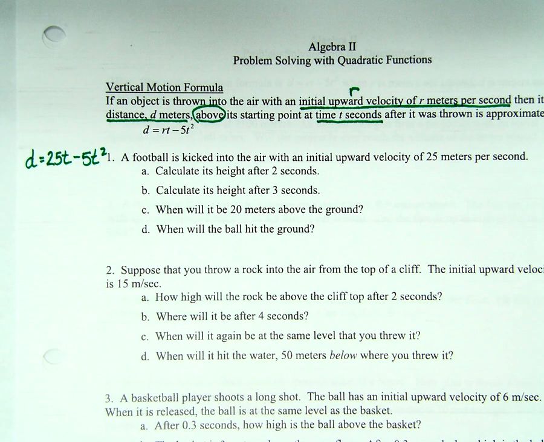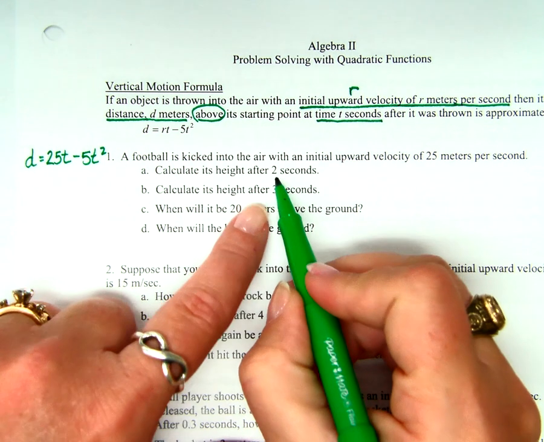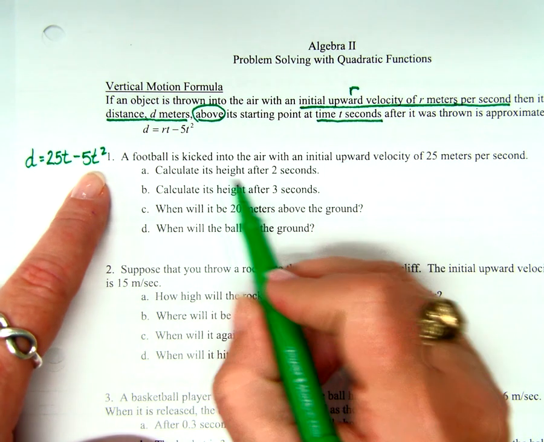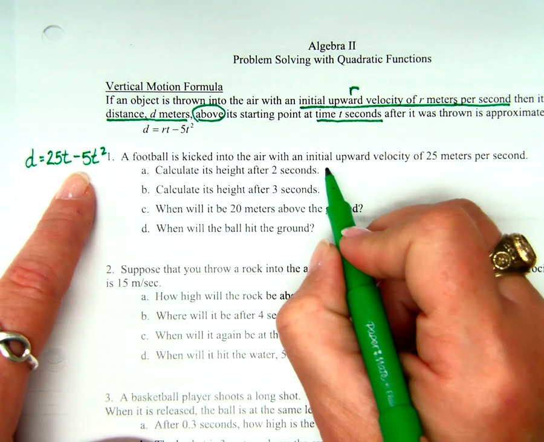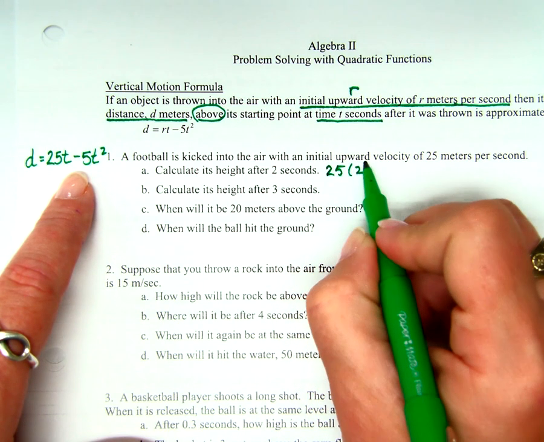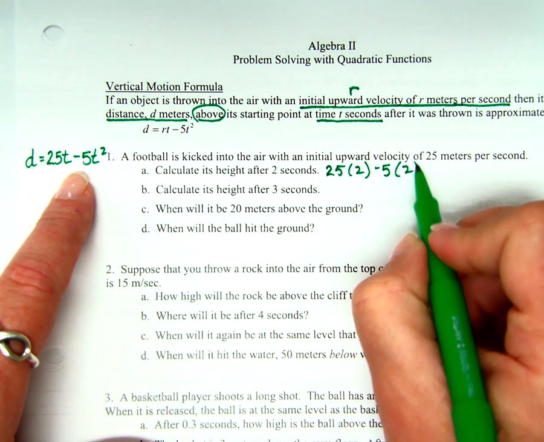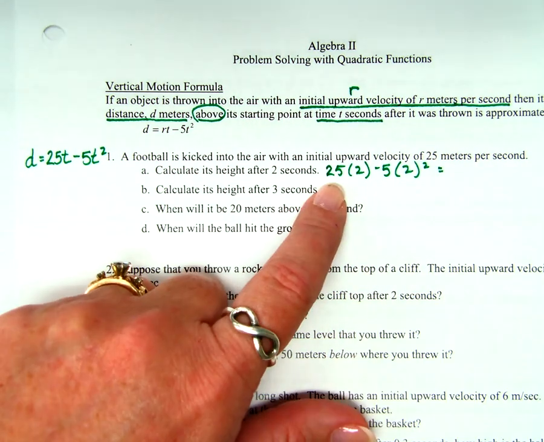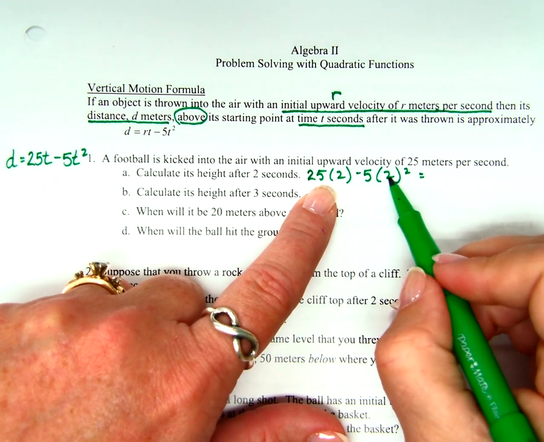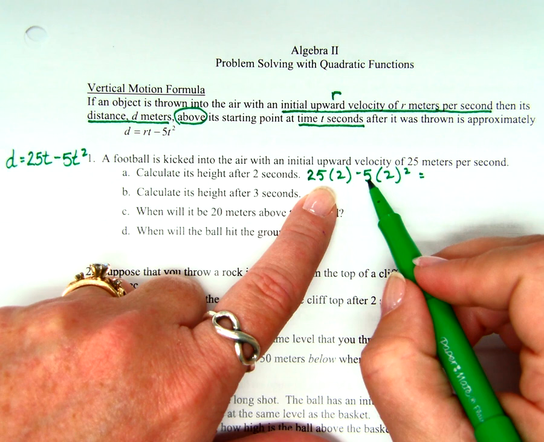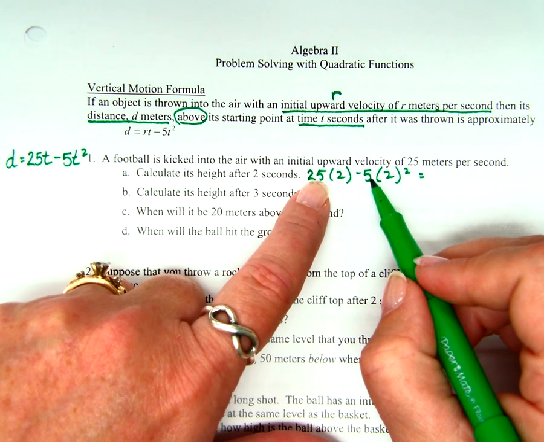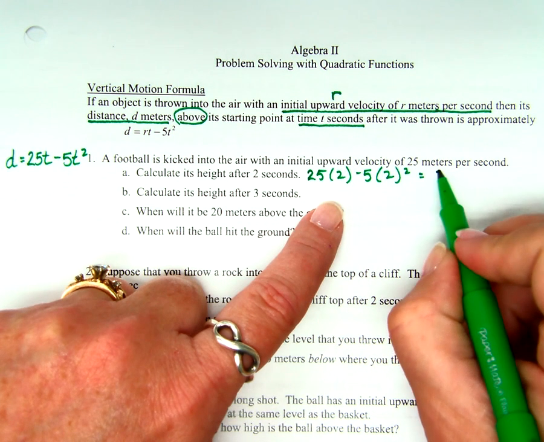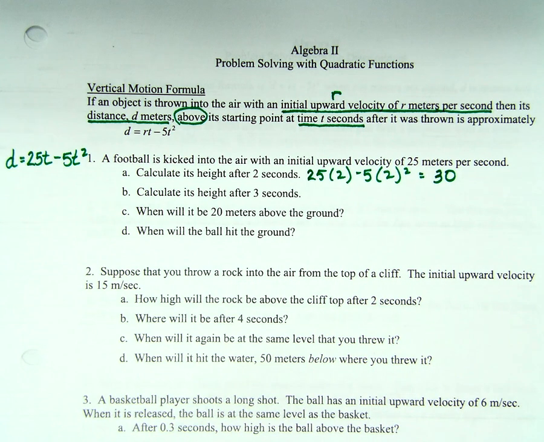What goes where? Yeah, that seems logical, right? Put 2 in for t, because t is the time. So 25 times 2 minus 5 times 2 squared. What's 25 times 2? What is 2 squared? 4 times 5? 50 minus 20. Now, 30 answers the equation. What answers the question?